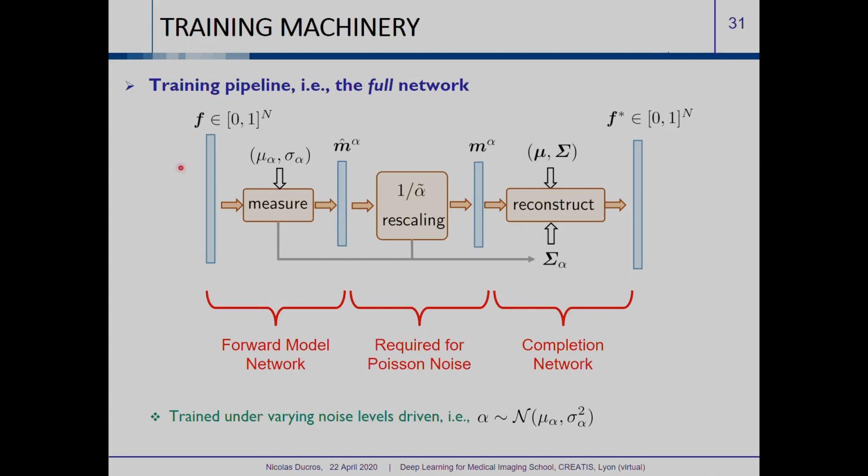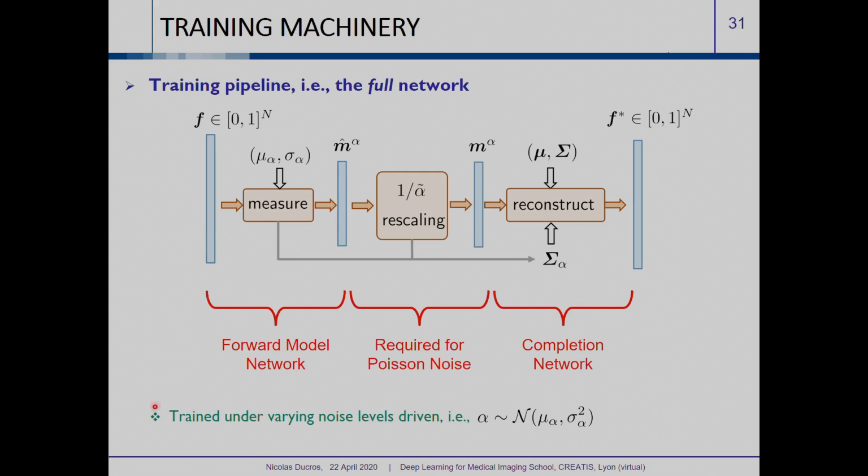And the first stage is the simulation of the measurement from the image F. As most databases are image databases, we start from an image database and we have a measurement stage here which simulates the physics, basically the forward problem, leading to M alpha. Then we rescale, then reconstruct. This is the full network.